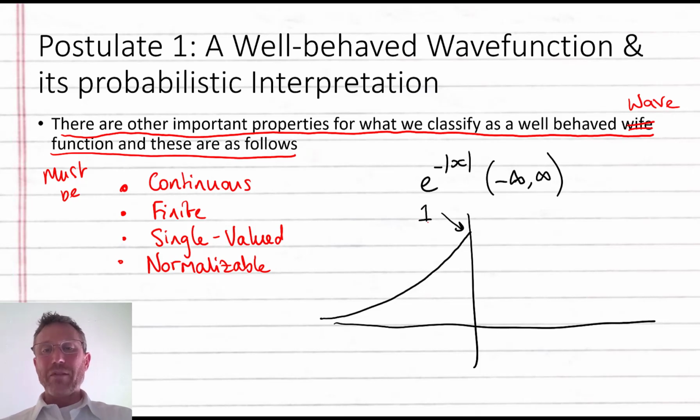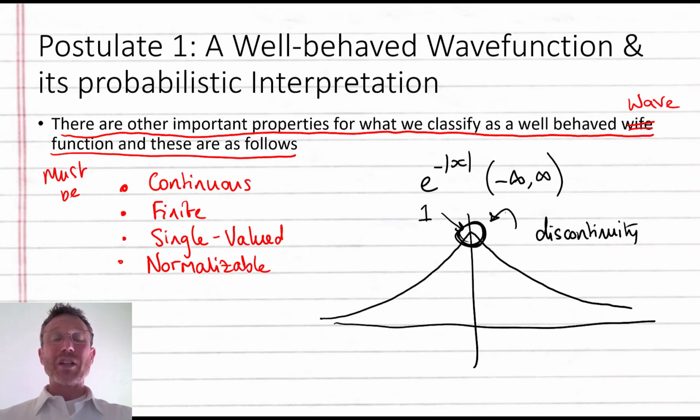When x is equal to 0, we get a value of 1, and then this function jumps off in here. So right at this position, there's our peace sign, we get a discontinuity. And therefore this function isn't appropriate either. So it's non-continuous in here. It's certainly finite, it's certainly single valued, and it's probably normalizable, but it's not continuous. So that's the reason why this function doesn't work for us.